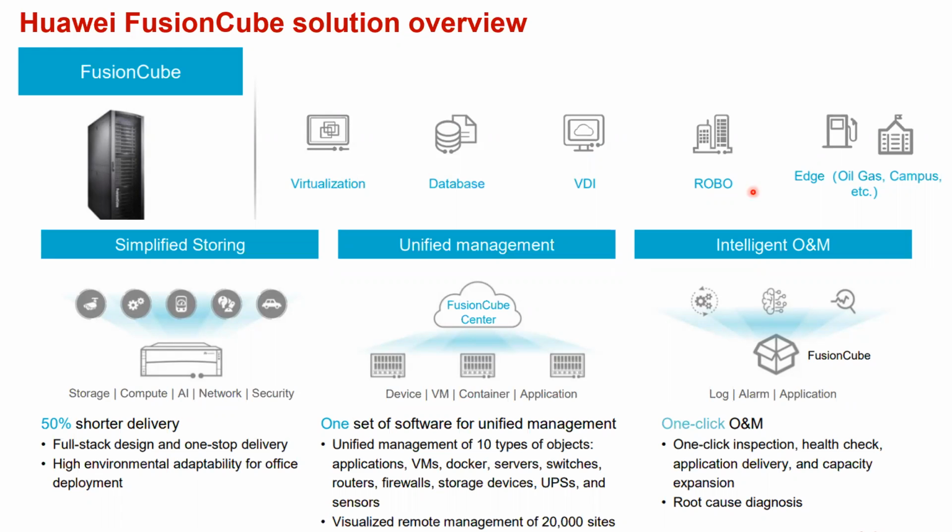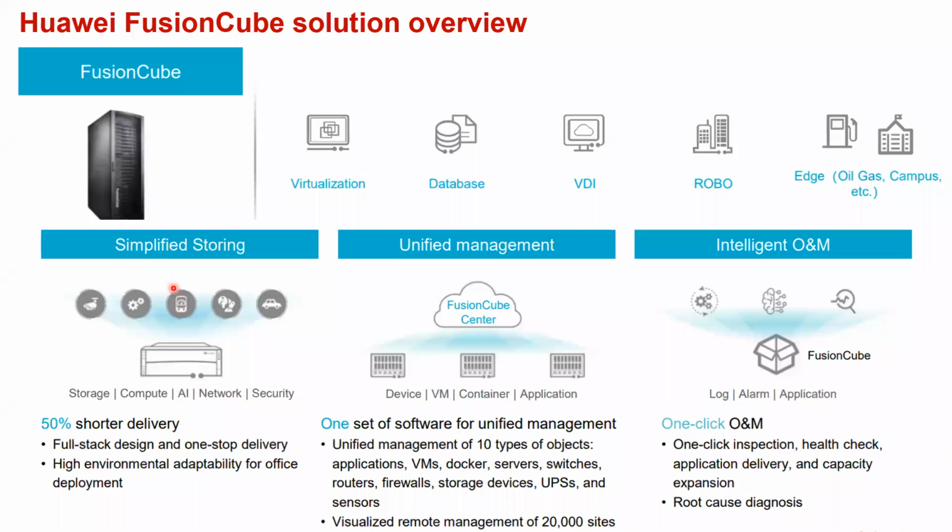Apart from these three segments, the ROBO, as I just mentioned, the remote office and branch office segment, can also use the FusionCube solution. And some edge scenarios, the edge computing. The edge is the last mile station, like your oil and gas, the campus, or mining, or the telecom hubs. All this can be counted as an edge computing requirement, and FusionCube is a perfect solution for these 5 scenarios together.